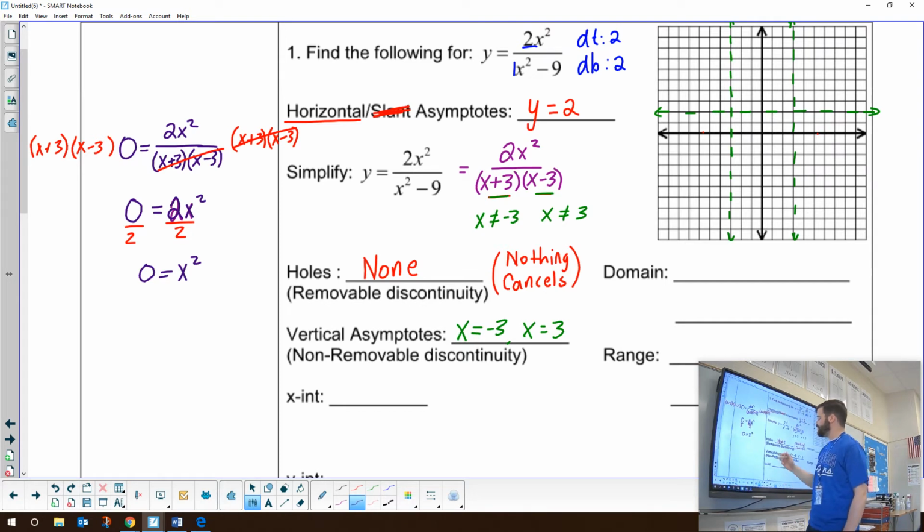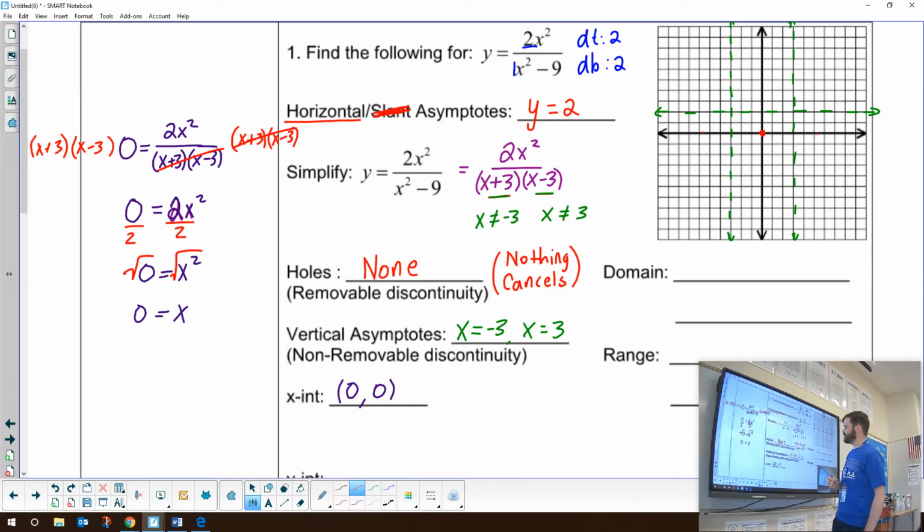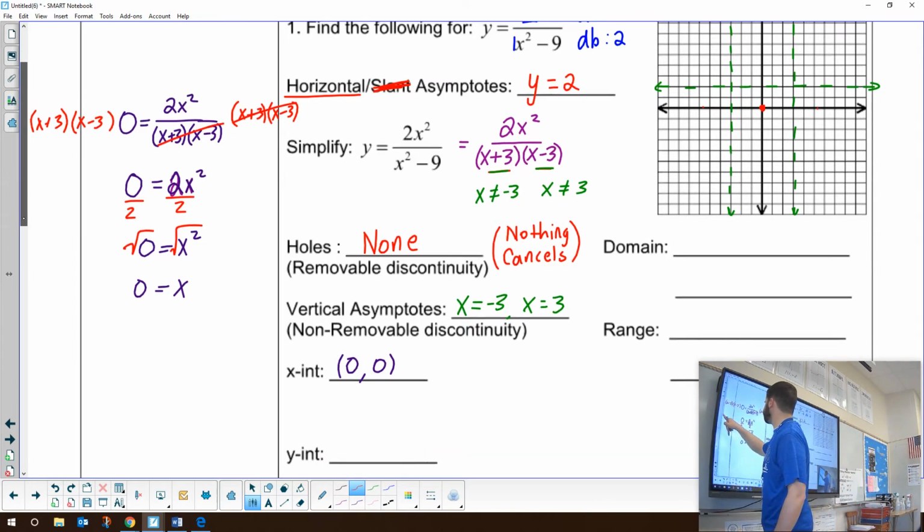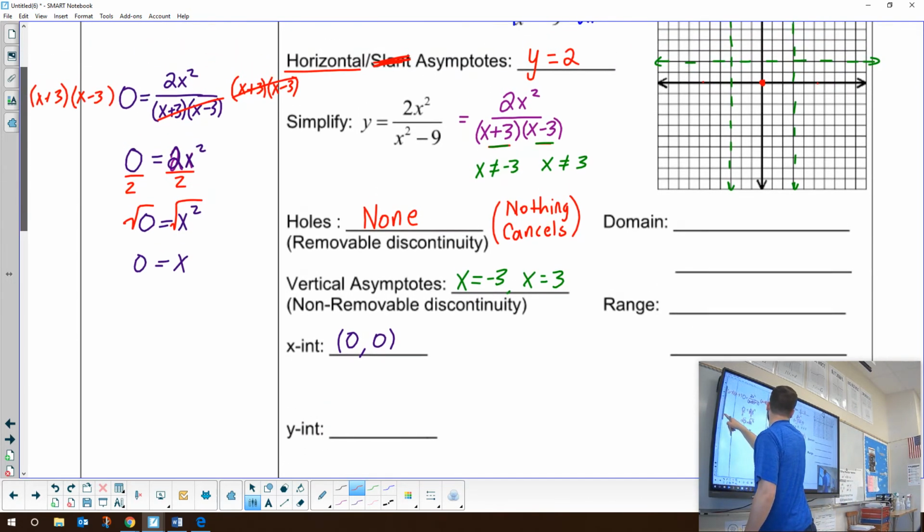Then, to get that x by itself, we're going to square root both sides and get x equals 0. So my first one, my x-intercept is going to be at 0, 0. That easy. It's just going to be both those. So we're going to have an x-intercept at 0, 0. So I know that point's going on my graph.